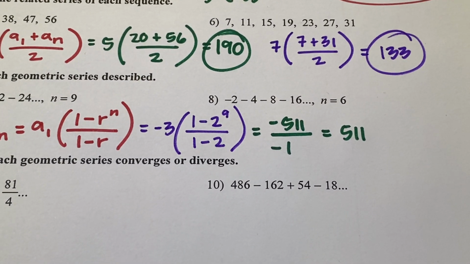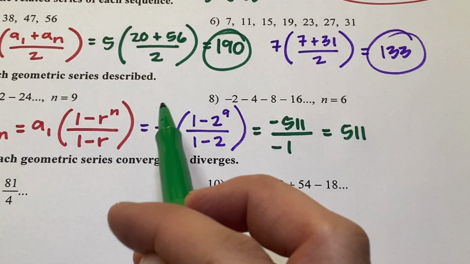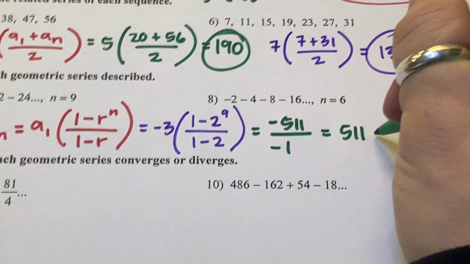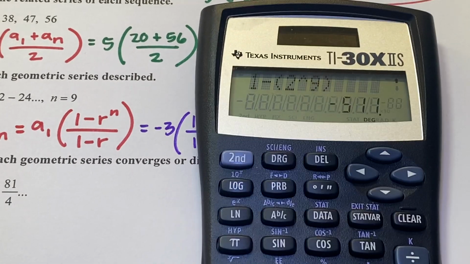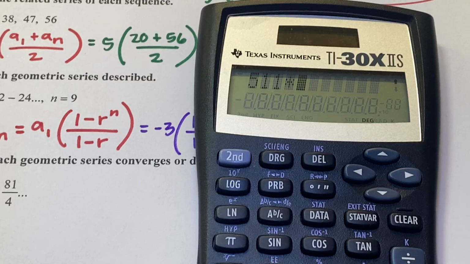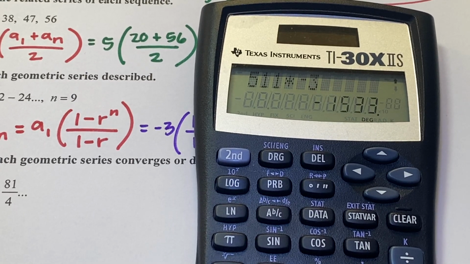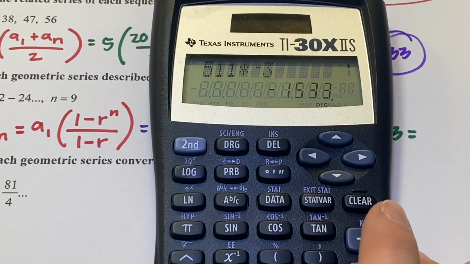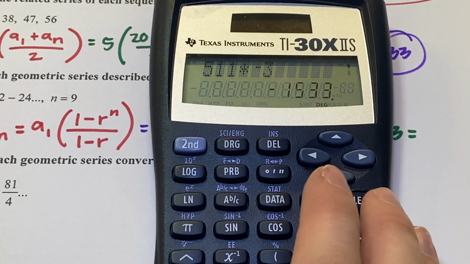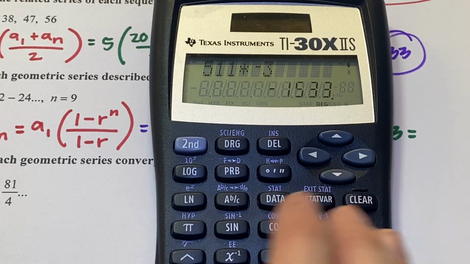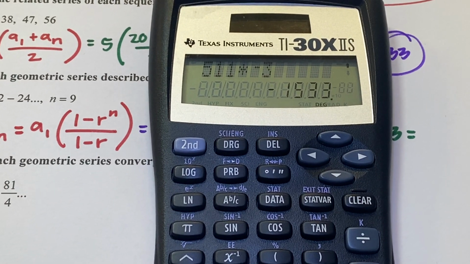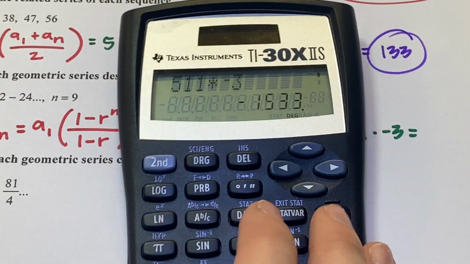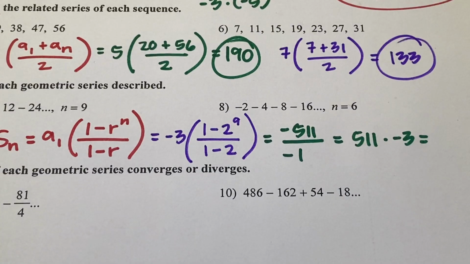What's my last step? What do I need to multiply to that 511? The negative 3. So I'm going to take 511 times negative 3, and there is the sum of 9 terms. Big number. It's because these numbers are multiplying each time, so they're getting bigger. Obviously, if you add them all together, it's going to be a big number.